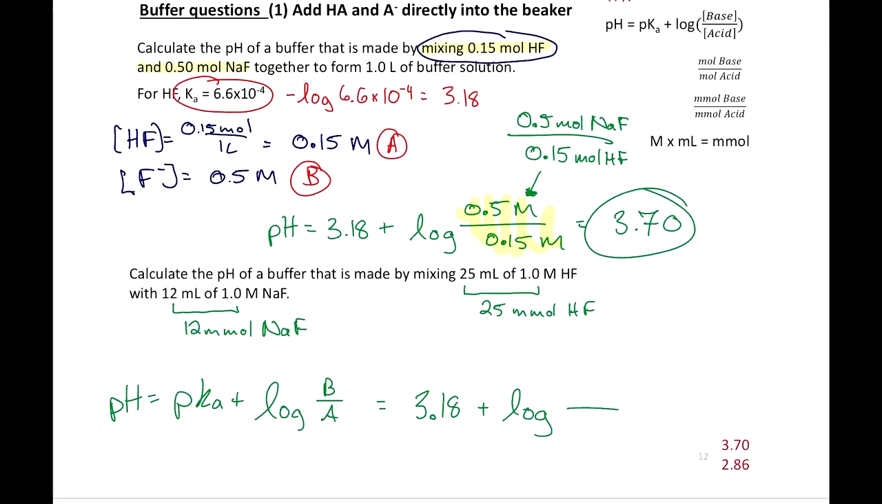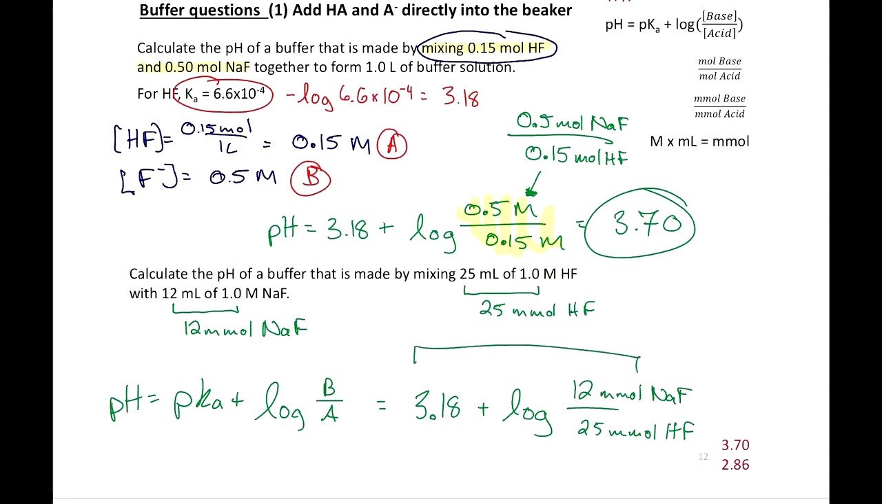12 or 25? So the base needs to go on top, so which one? 12, thank you, yes, 12, because that is the base, so 12 millimoles of NaF over 25 millimoles of HF. See how this mole ratio saves us a step of converting both of those into molarity. Since they're in the same volume, we don't need to divide by volume for both of those to get to molarity for our answer.